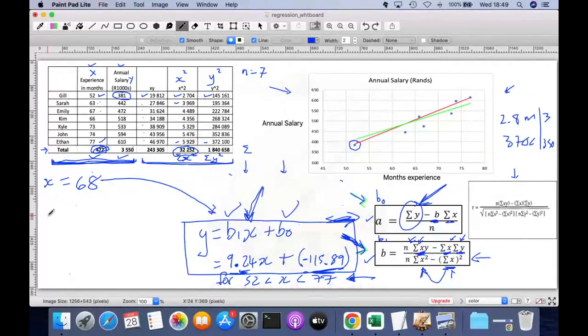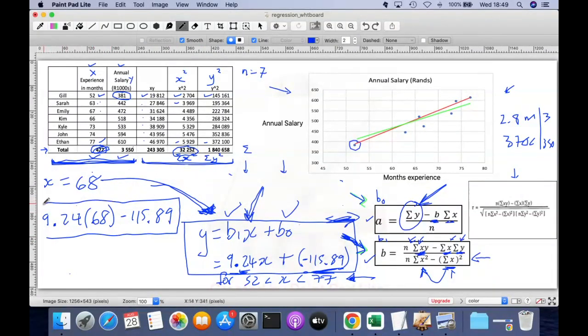So you get your B1, you plug it in, you'll get 9.24 times your x value, which is the 68, minus 115.89. All I'm doing is I'm feeding this into this equation and working it out. So you can give this a try in your calculator. Plug it into your calculator and write the answer in the chat. It's 9.24 times 68 minus 115. What do you get?